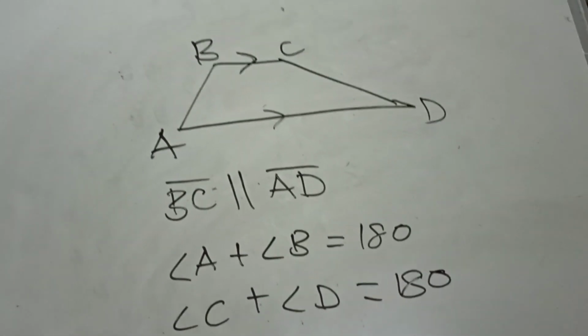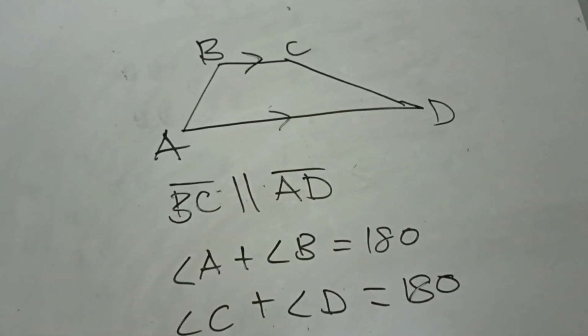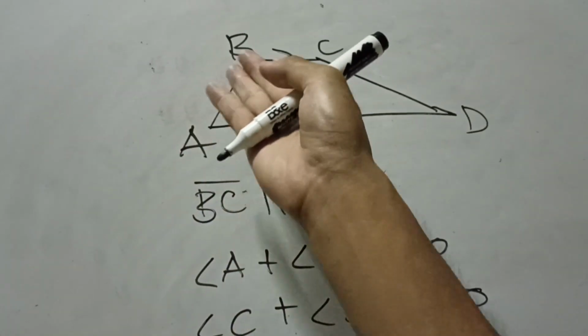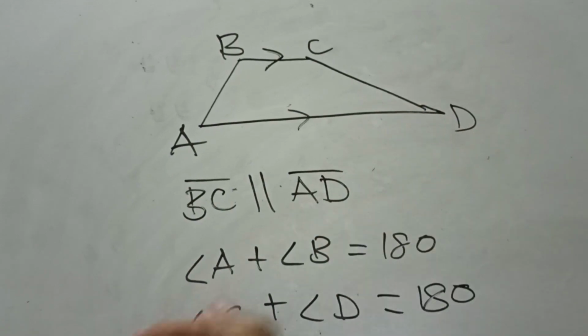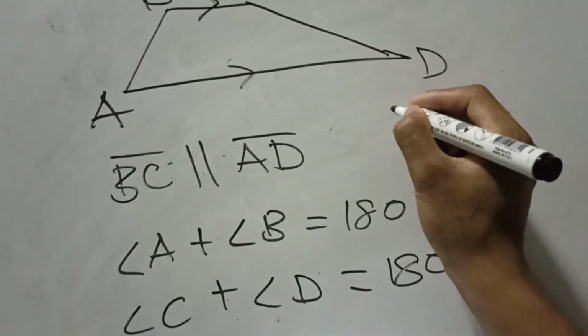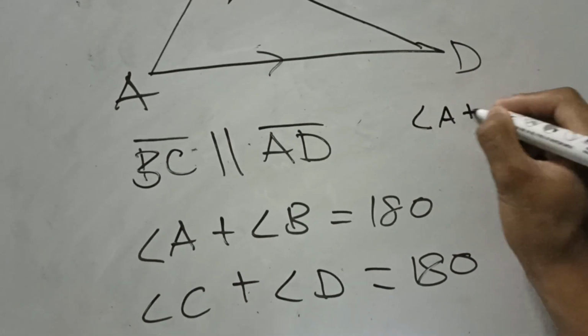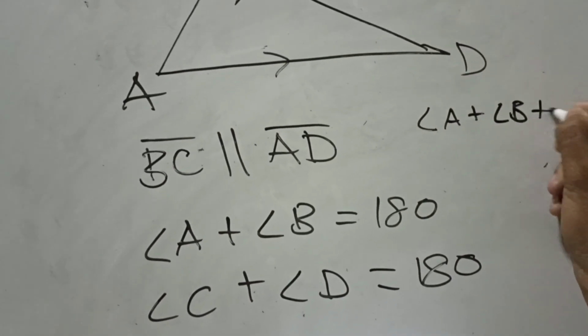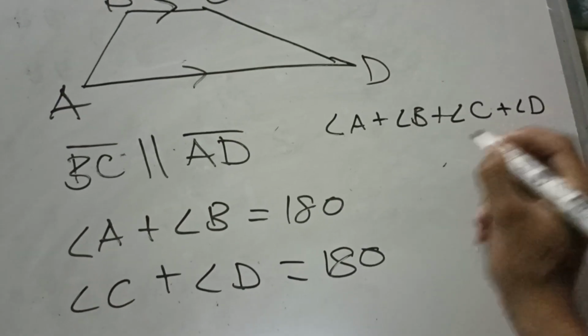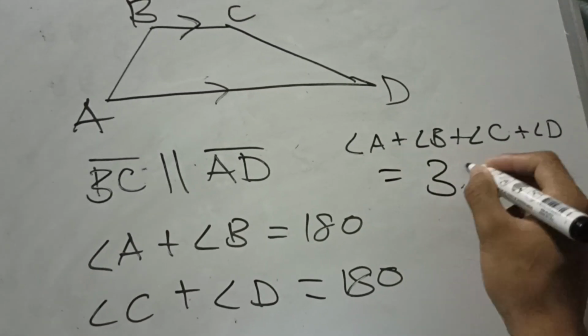Now, since we are working with a quadrilateral, or a four-sided shape, that means if we add all the angles together, it will be equal to 360. We can write that as angle A plus angle B plus angle C plus angle D is equal to 360.